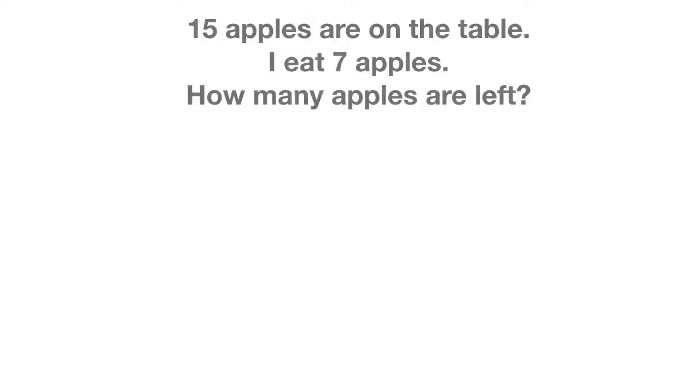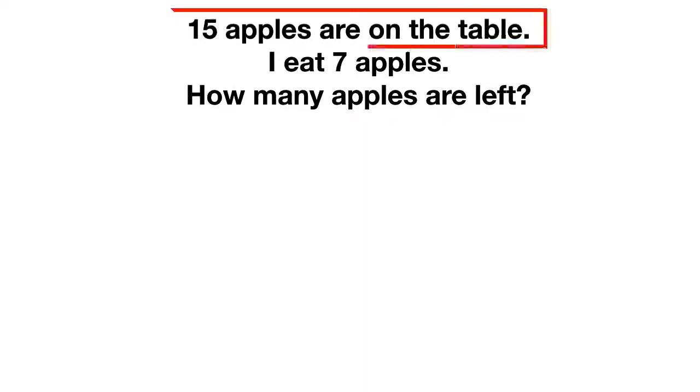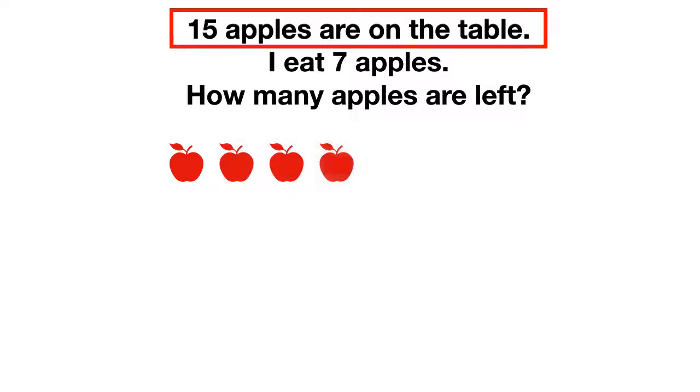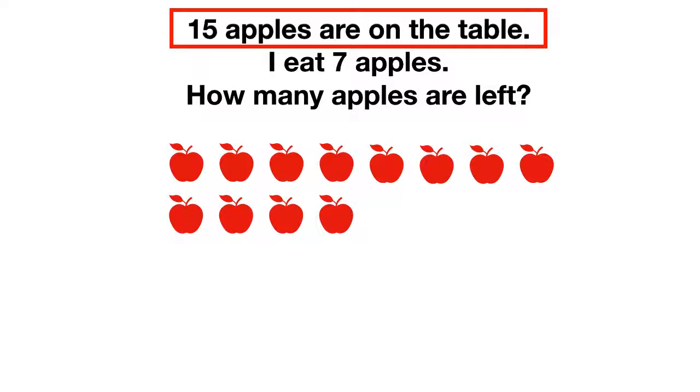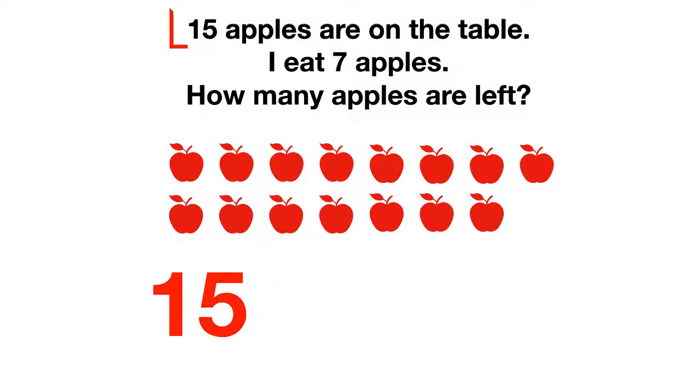Problem 2. 15 apples are on the table. I eat 7 apples. How many apples are left? Well, here we start by learning that there are 15 apples on the table. We could show these. 1, 2, 3, 4, 5, 6, 7, 8, 9, 10, 11, 12, 13, 14, 15. There are 15 apples, and we could start our number sentence with a 15.